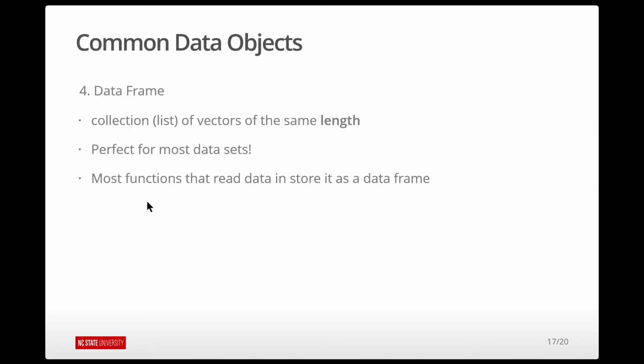Again, data frames are the object that you're going to work with the most for data sets. Usually the number of rows represents the number of observations you have, and the number of columns represents the number of variables that you have. That's great for almost every data set that you're going to deal with. And when we read things in from external files, generally speaking, they're going to go into a data frame.